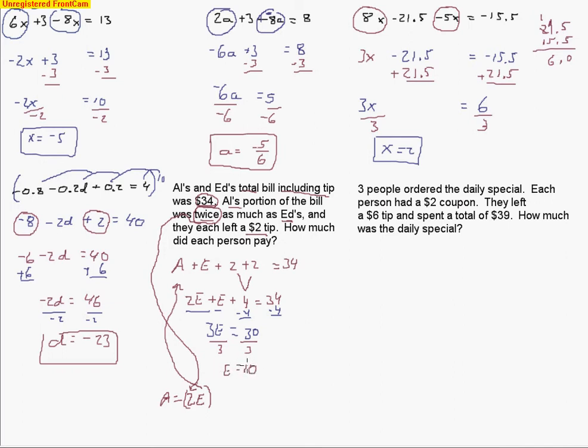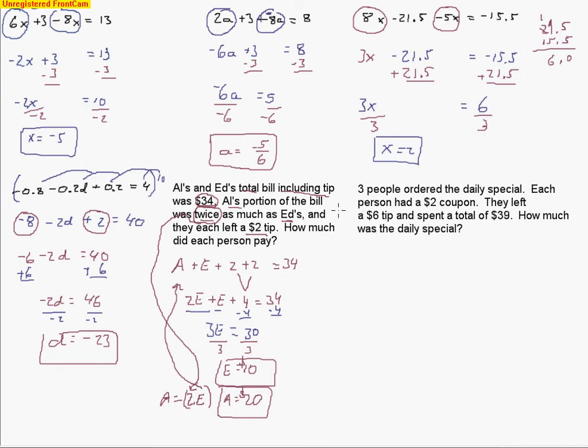So $10 was Ed's portion. To find Al's portion, you just have to put the 10 back in for E and double it. So Al's portion is going to be $20. So that's how we ended up with those numbers.